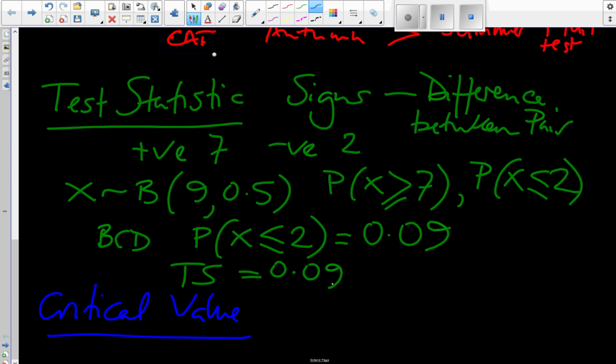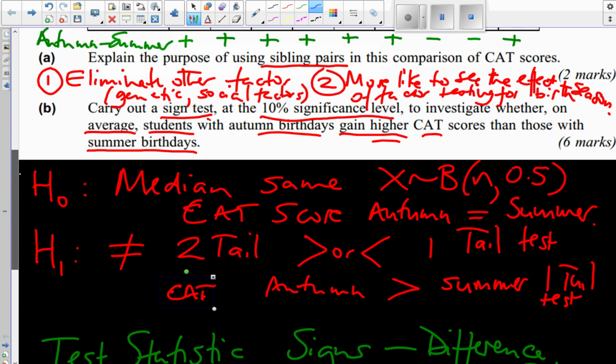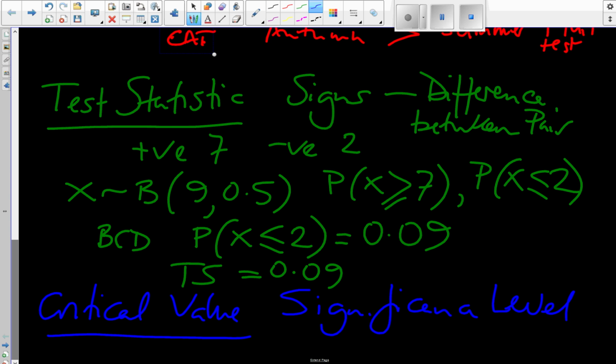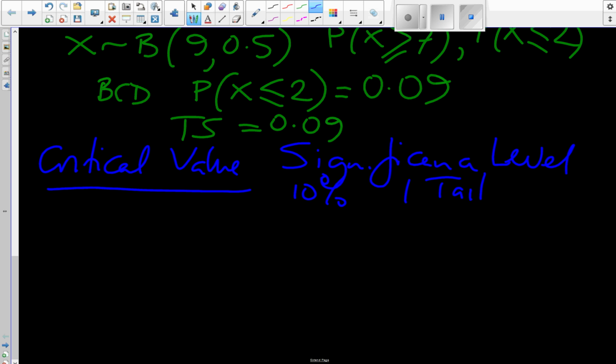So in a sign test, the critical value is just going to be the significance level. And in this case, let's go back and check what significance level they asked us to test against. It was 10%. And here we're looking at a one-tail test because we will get greater than. So all that 10% is at one end of our line. If it was a two-tail test, we'd have to split it. So let's draw now our line and get that sorted out.